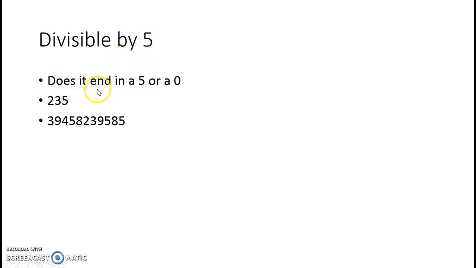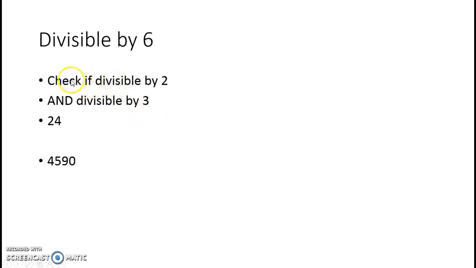Divisible by 5. So does it end in a 5 or a 0? That's the question. So 235, that one definitely is divisible by 5. This other large number is also divisible by 5 because it ends in a 5. However, even if it has a whole bunch of other numbers and then a number at the end that's not divisible by 5, it's not divisible by 5. Again, that one most students know.